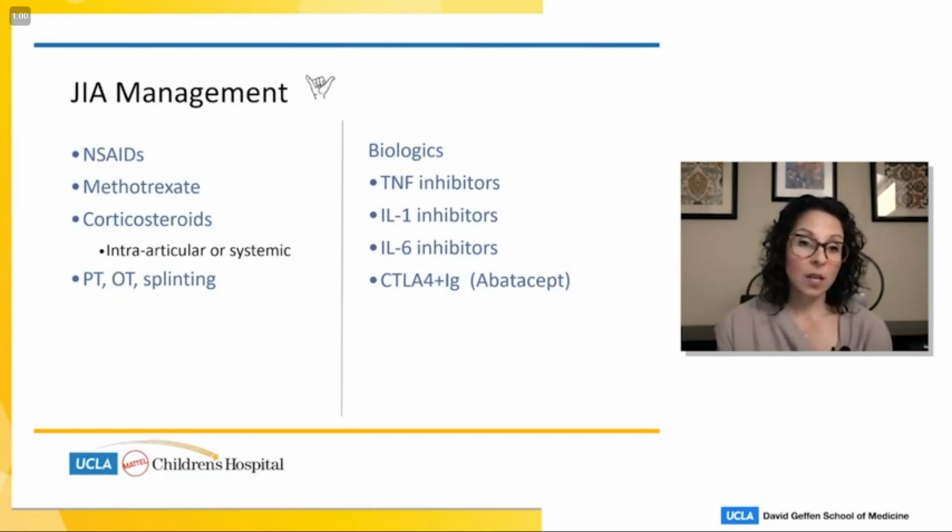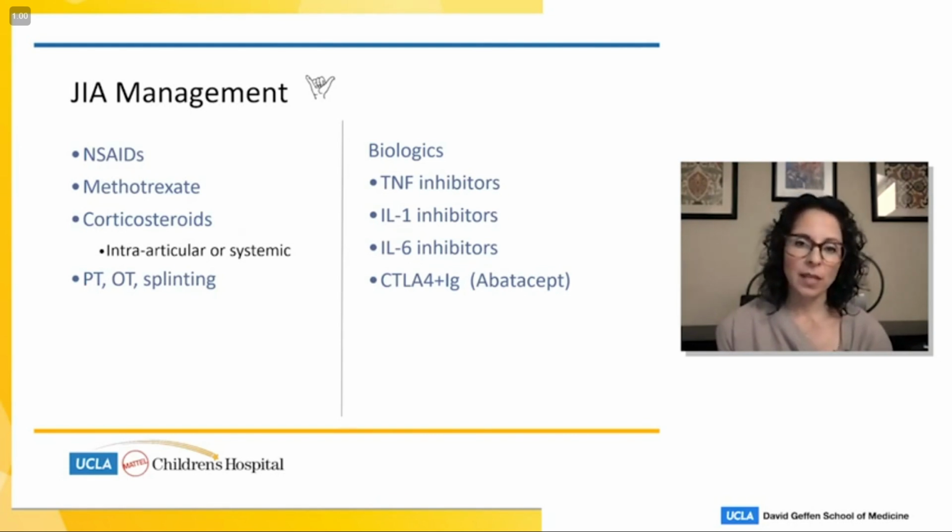After NSAIDs, we'll start methotrexate, but really it depends on the type of JIA that's involved. For the more involved individuals, we will use methotrexate as well as potentially one of the biologics at the onset. We often use intra-articular corticosteroids. We try to avoid the systemic steroids as much as possible, especially in light of the development of all of these really wonderful biologics.